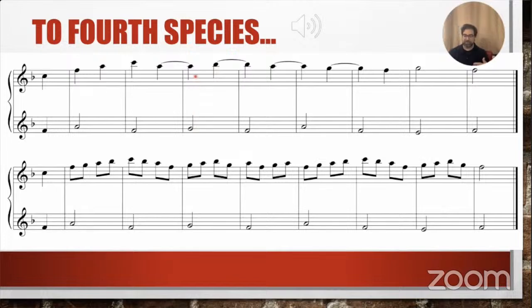The types of suspensions you could typically use were a 4-3. So that means you have a fourth above the bass, so this F to the B flat, it's a compound fourth, we'd call it an 11th, but you can use that.